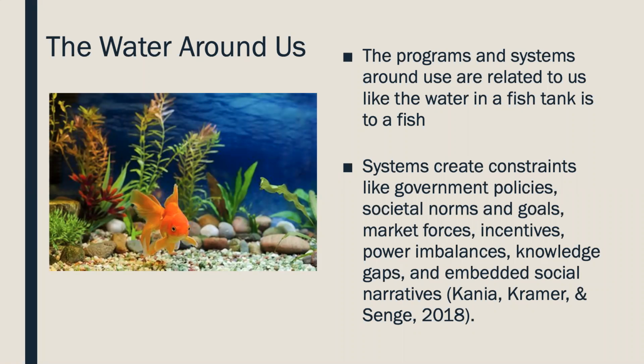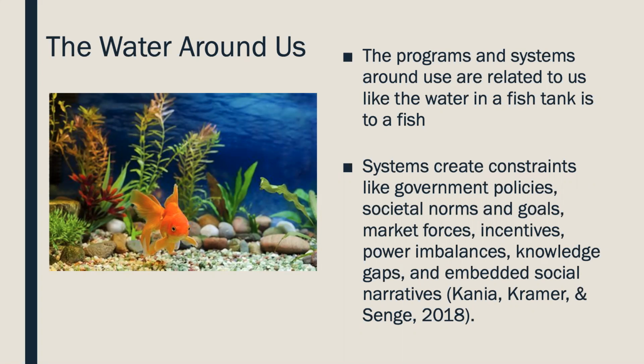The programs and systems around us are related to us like the water in a fish tank is related to a fish. A fish spends its whole life in the water, yet never realizes that there is water all around it. It doesn't know anything different and doesn't realize that we breathe air instead. It doesn't understand the impact that the water has on it.